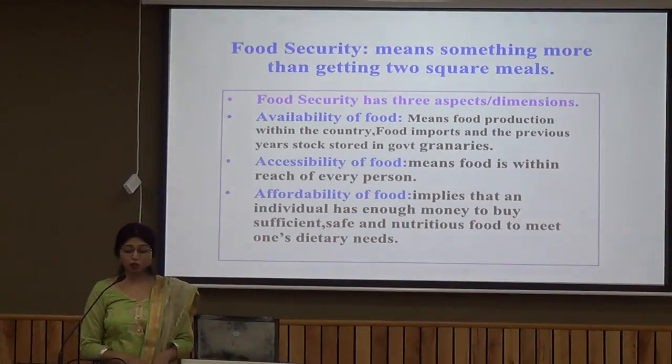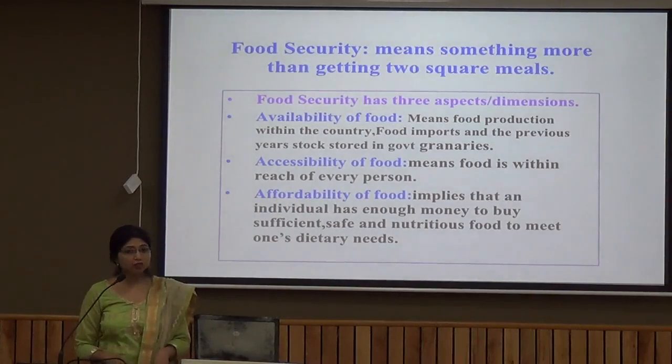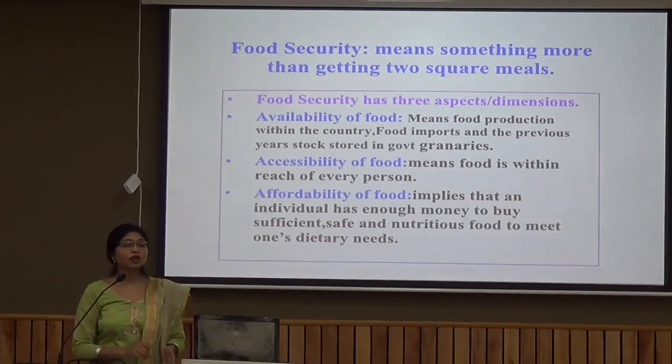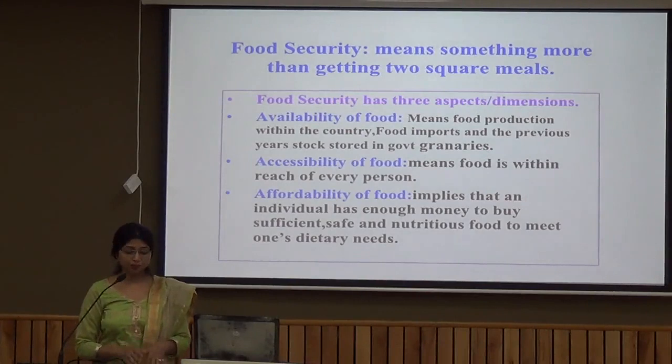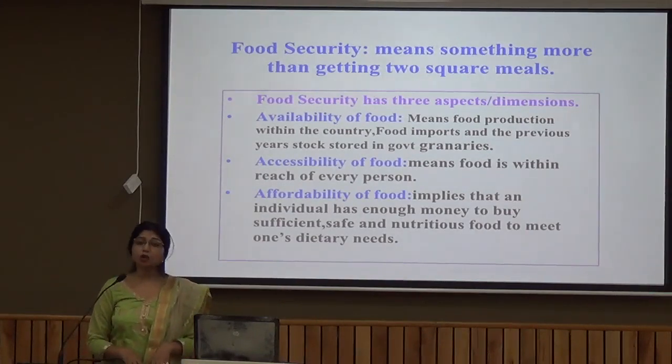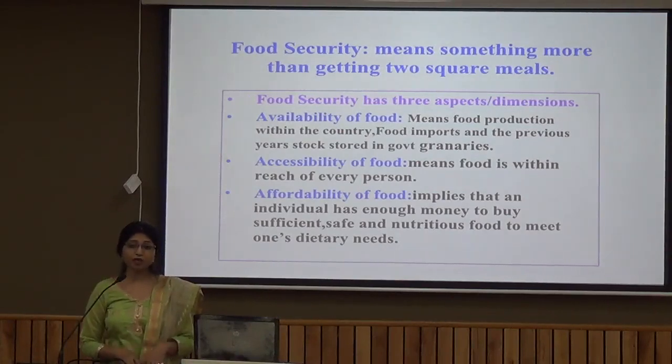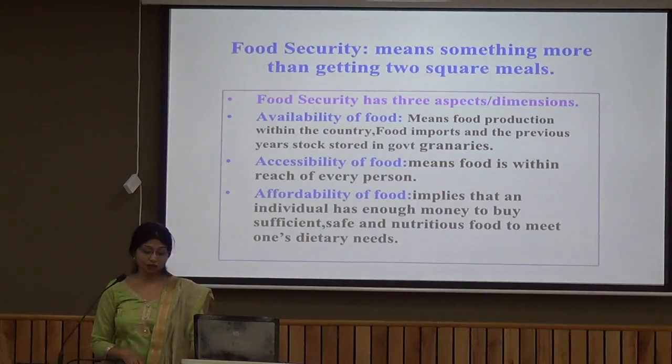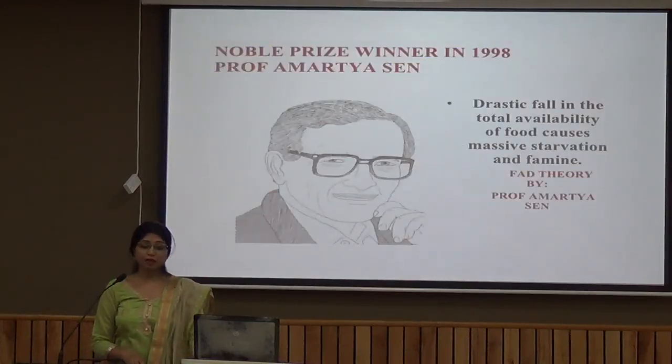Second one, accessibility of food. If we have enough stock of food in the country, then it should be accessible to the people, means food is within the reach of each and every person of the country. Then the third one is affordability of food, which implies that an individual has enough money to buy that food: sufficient, safe and nutritious food to meet one's daily needs or to meet one's diet. These things are very important.